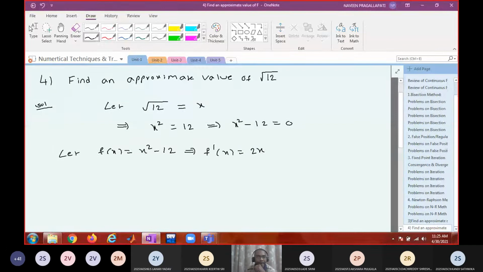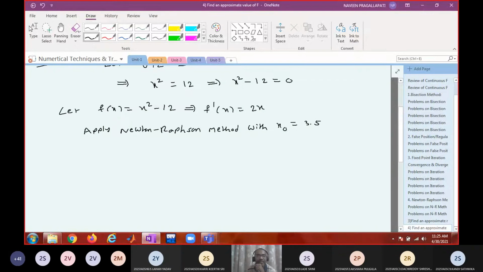Okay. So apply Newton-Raphson method. Shall we take x naught equal to 3.5? Yes, sir. 3.5. Okay. So xn plus 1 is equal to xn minus f of xn by f dash of xn, n equal to 0, 1, 2, 3 and so on.